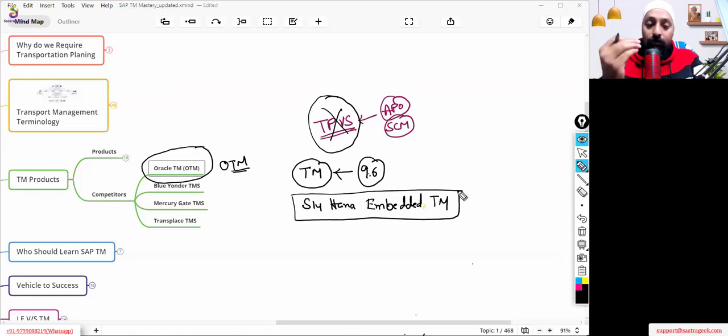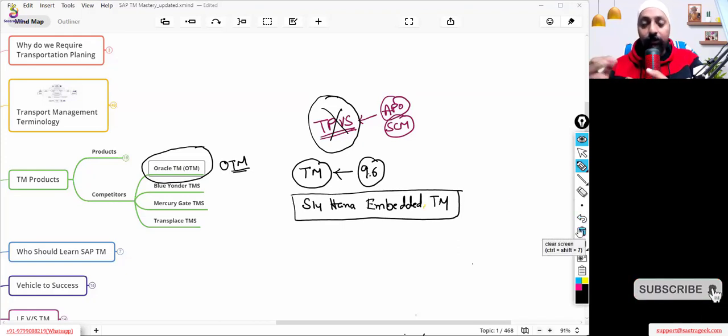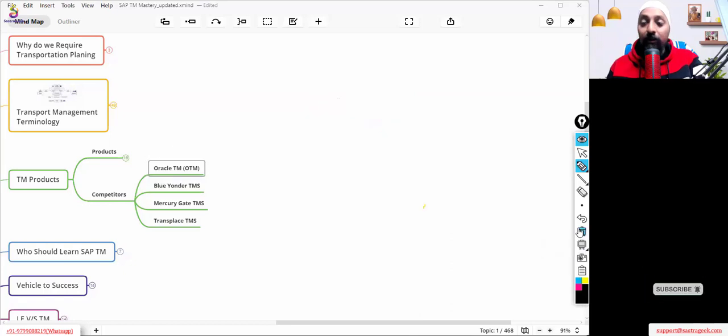Another good company which is doing well is Blue Yonder. Somewhere I have heard, I have never worked on Blue Yonder, that it is linked with Oracle, or maybe Oracle has acquired it or is trying to acquire it. So right now the three big names in transport management are SAP Transport Management, Oracle Transport Management, and Blue Yonder TMS. These are the three main ones who are doing a lot of competition in the market. What we are going to learn is SAP TM.